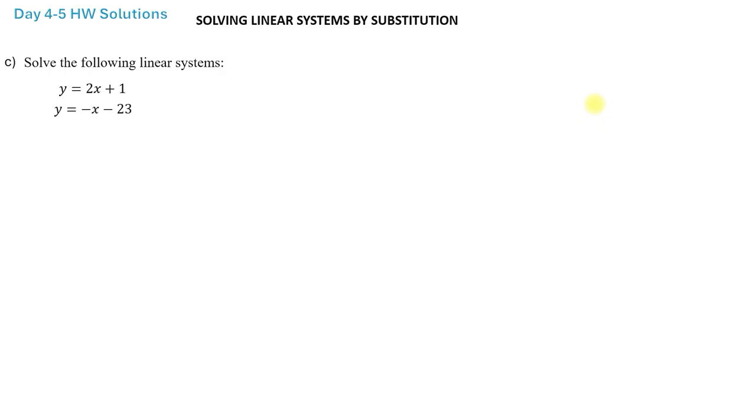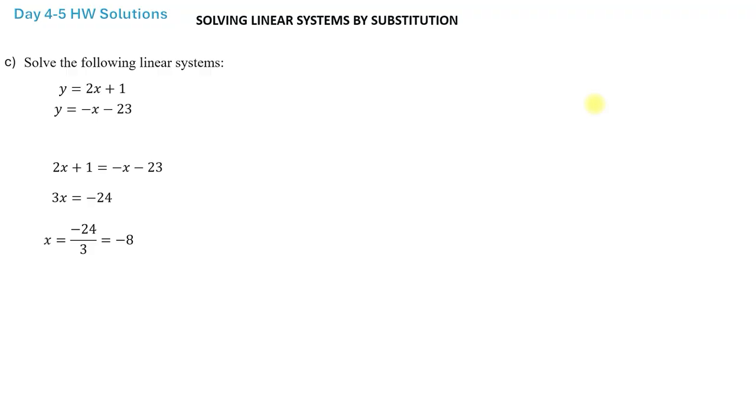Question C, two equations, y equals 2x plus 1 and y equals negative x minus 23. Set the right-hand sides equal to one another. It gives me 2x plus 1 equals negative x minus 23. I'll collect my x terms on the left-hand side and my numbers on the right-hand side. Gives me 3x equals negative 24. Further simplifying and solving for x gives me a final value for x of negative 8.